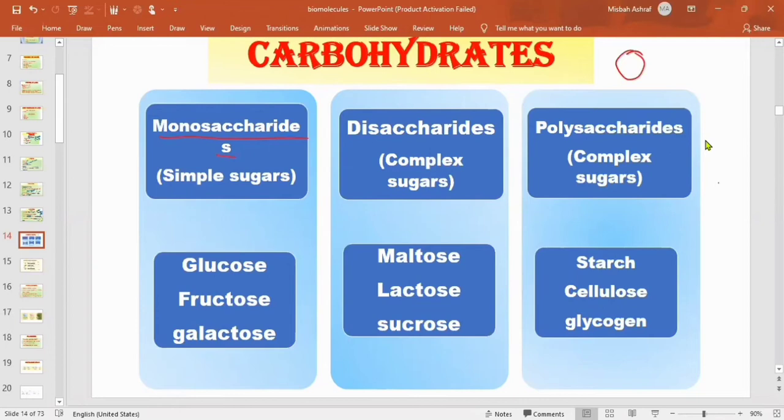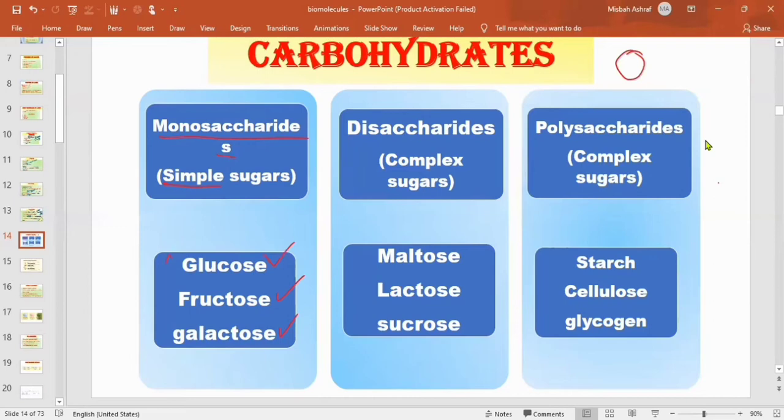It can be represented by one circle. This one unit is known as the monosaccharide. We also call it simple sugar, because these cannot be further broken down into any other simple compound. These are the simplest ones, and the examples are glucose, C6H12O6, fructose and galactose.